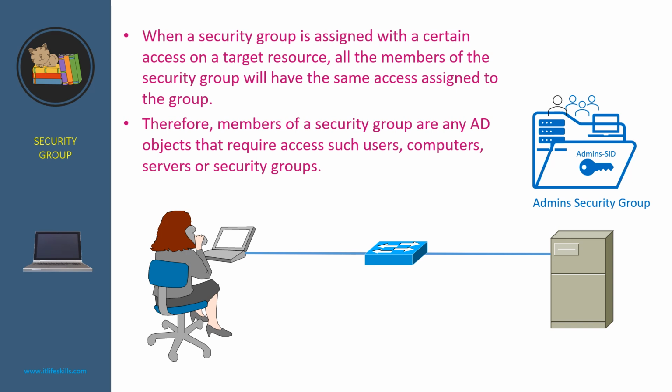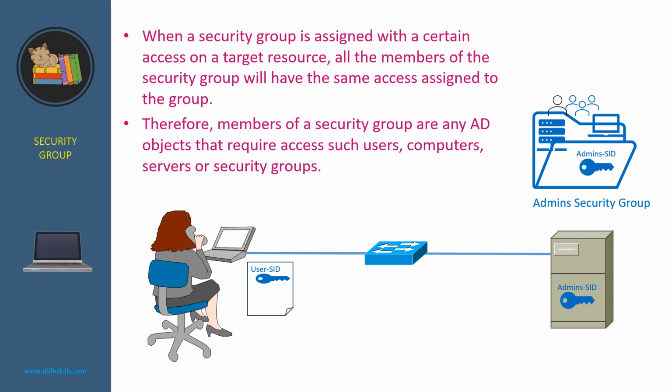In this example, the admin security group is granted the access on this server. However, the account of this user has not been granted the access. When the user tries to log on, it will generate a token with the user SID of the user. And when the user tries to access the server, access is not granted.